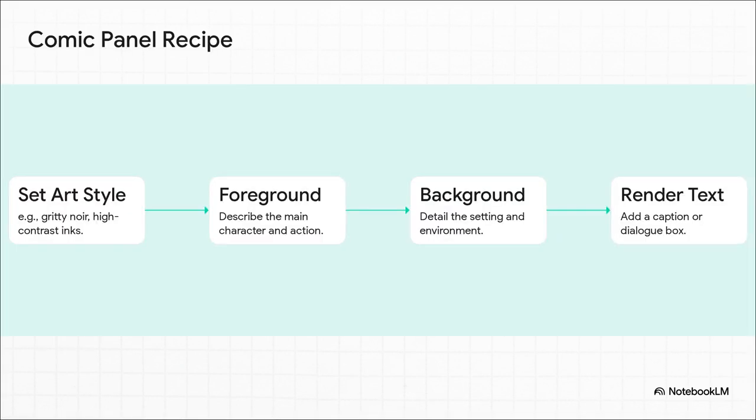And you can even take this a step further and start creating things like comic book panels. It's the same deal. You start with the art style, maybe a gritty noir look. Then you just layer the scene. What's the action in the foreground? What's the setting in the background? And here's a really cool trick. You can even ask the AI to put the caption or dialogue right into the image for you.